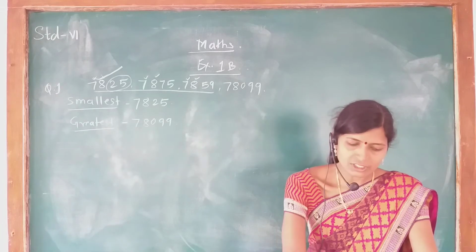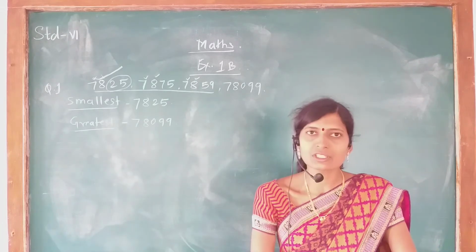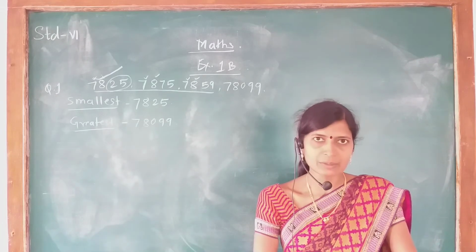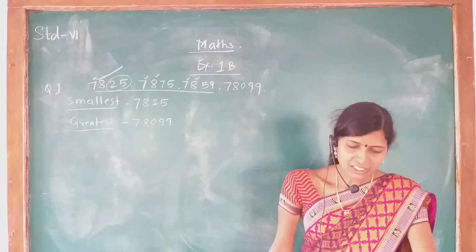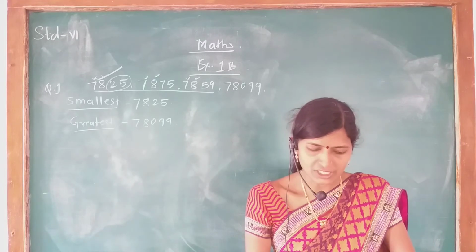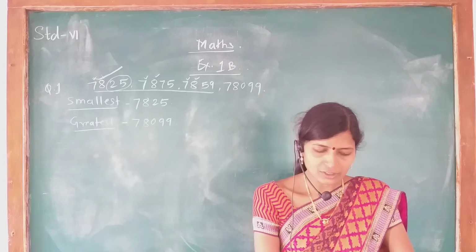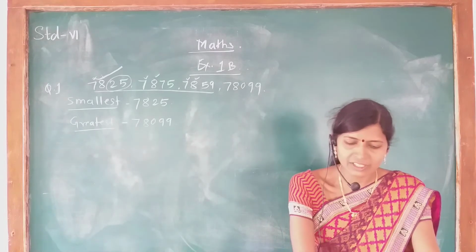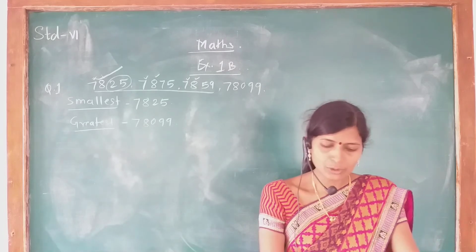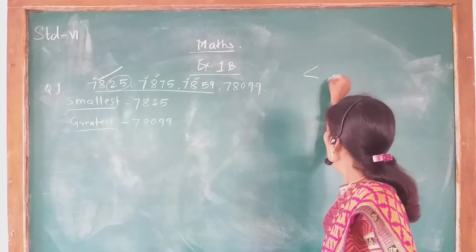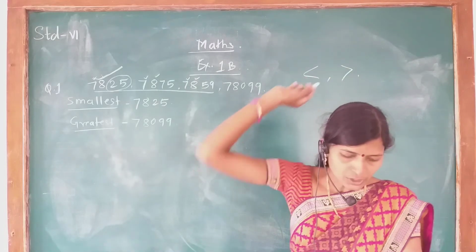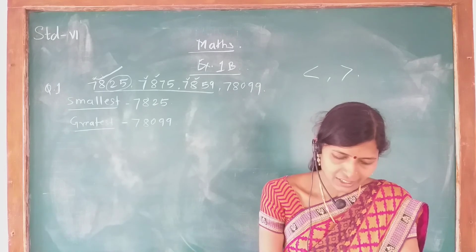See question number 2. It is the same as question number 1 of page number 12. Fill in the blanks of the following boxes with the correct symbol, less than or greater than. Here also you have to decide which number is smaller and which is greater, and use the symbol of less than or greater than. Question number 2 also you have to solve in classwork.